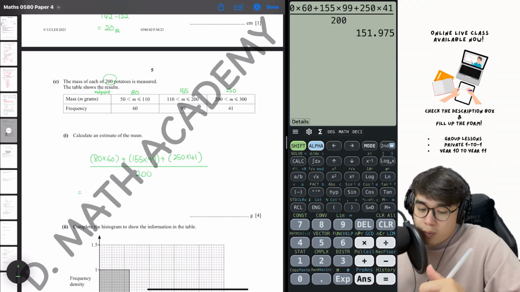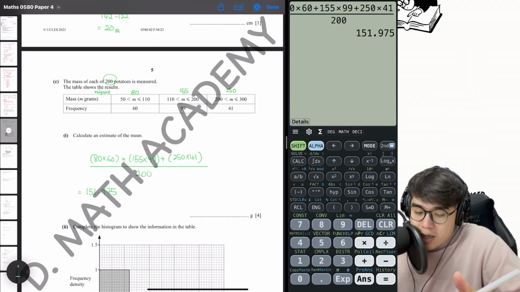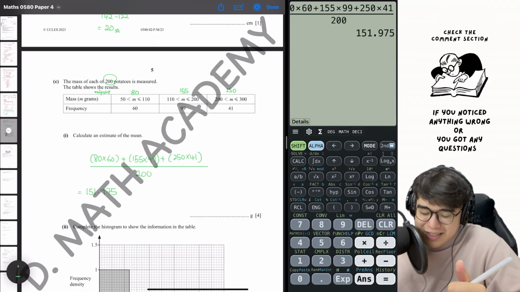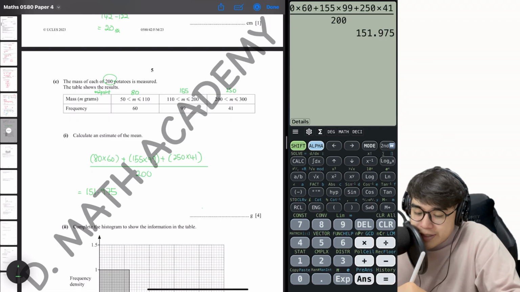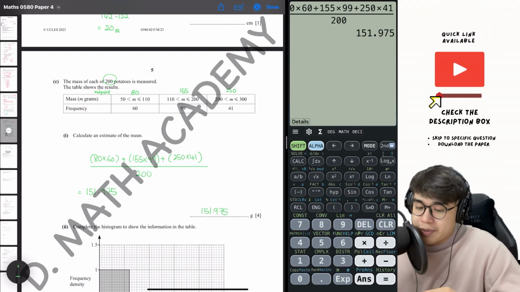You get 151.975. I try not to round this because it is an exact value that we are calculating here. Just keep it that way.